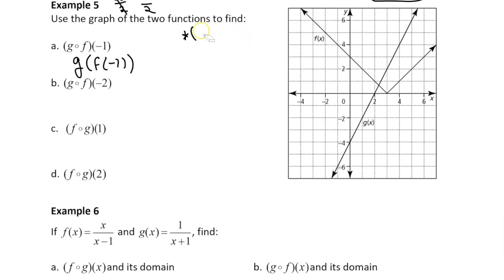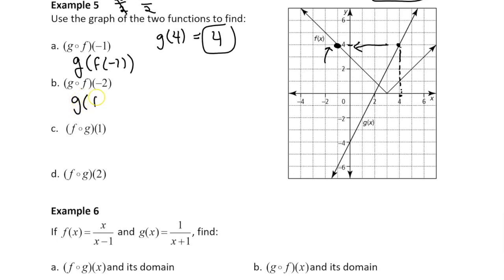So we work from the inside out, and we have f of negative 1. F of negative 1 is located right here, and that produces an output, a y value of 4. So it would be like saying what's g of 4? And g of 4, if I look at my g of x function and I go all the way up to 4, it happens to also be equal to 4. Kind of a weird first example. If you feel confident about this, I would pause the video right now and I'd work on examples B through D. Otherwise, continue to follow along a little bit.